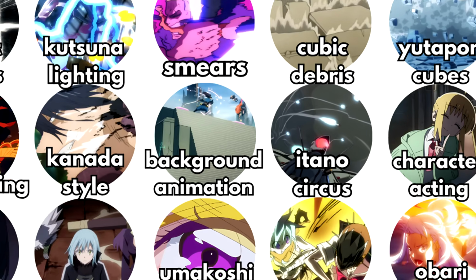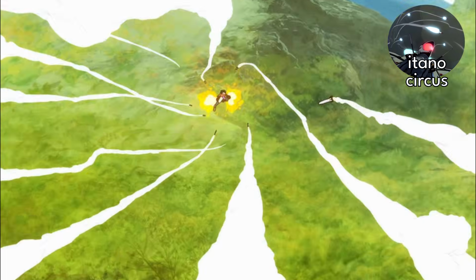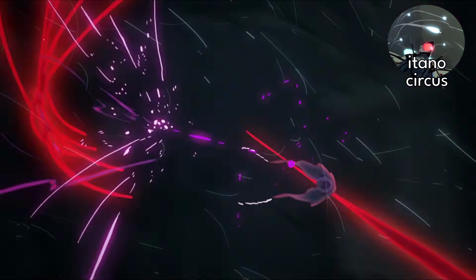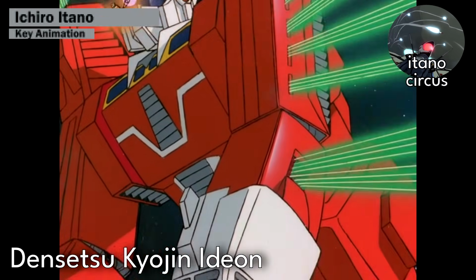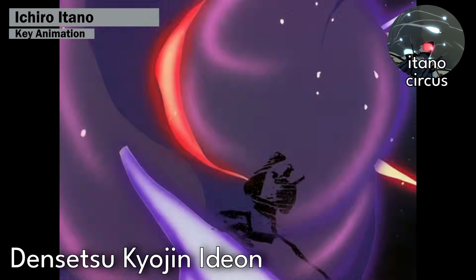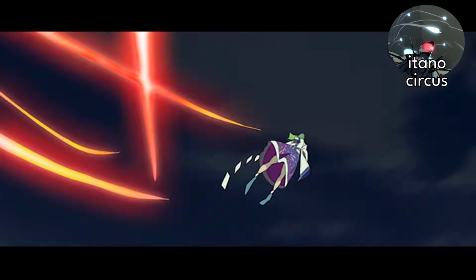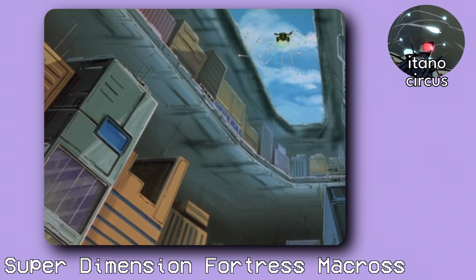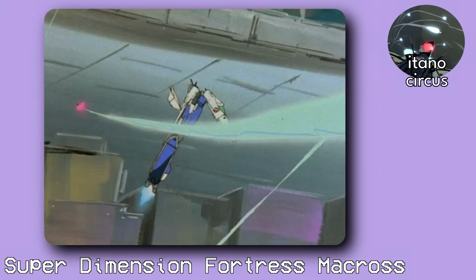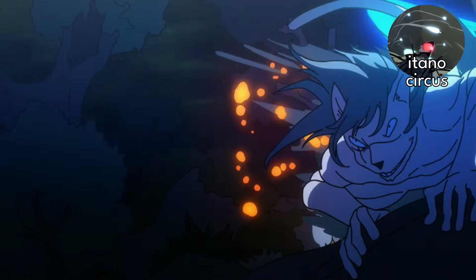Of course, there's exceptions. Itano Circus is a name for a shot where a character, who could be controlling a mecha or jet too, is dodging or getting pursued by a bunch of projectiles. It could be missiles, lasers, tentacles, even chains, and more. The creator Ichiro Itano first used this style of shot in an episode of Densetsu Kyojin Ideon. Hence the name Itano, because of the animator's name, and circus, maybe because it looks like a circus, I don't know. It was popularized in 1982 with the series Super Dimension Fortress Macross. While back then it was mainly used in mecha shows since there's a lot of missiles in them, now it's seeping into other genres of anime and even mainstream shows like JJK.